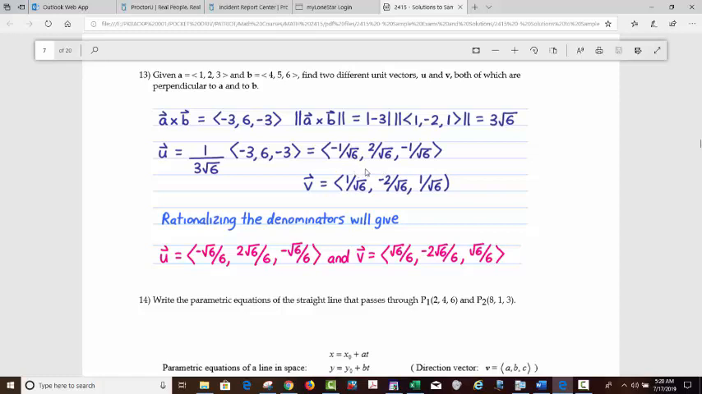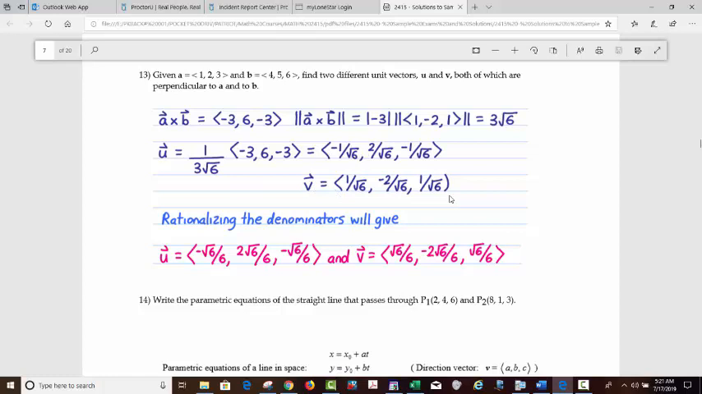So you have U and V, two different vectors. It didn't say opposite direction, but I guess that's what it implies here. I just made it the opposite direction. Should have said opposite direction in there. But anyway, it's -1 over root 6, 2 over root 6, -1 over root 6. And then I just took the negative of it, so it would be going the opposite direction, which is fine.